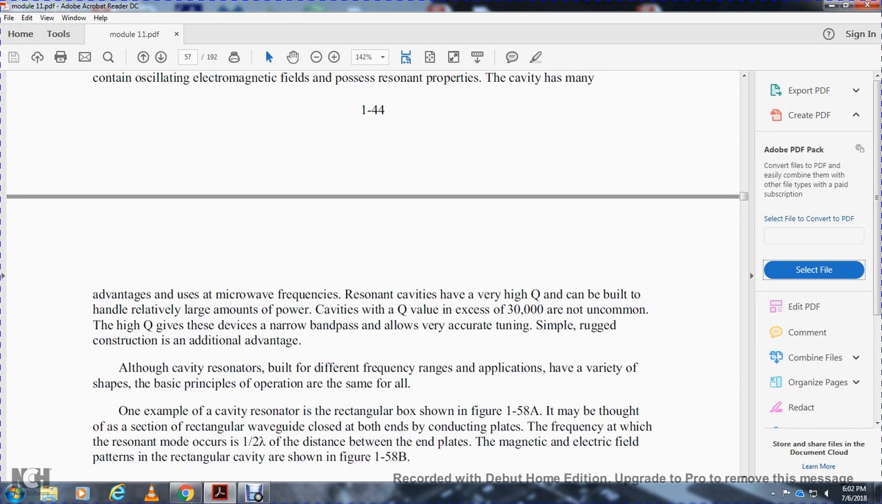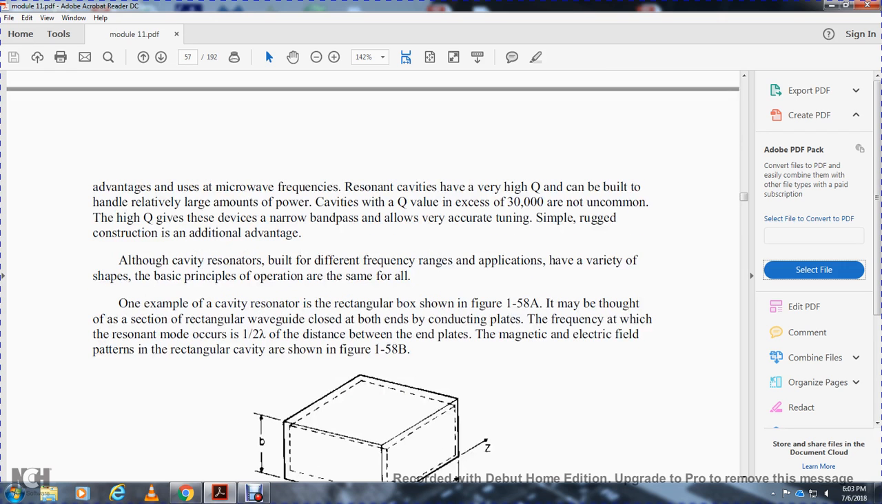An advantage of the microwave-frequency resonant cavity is its very high Q, or merit, and it can be built to handle relatively large amounts of power. Cavity Q values of 30,000 are not uncommon. The high Q gives the device a narrow bandwidth, allowing extra accurate tuning, and a simple, rugged construction is an additional advantage.